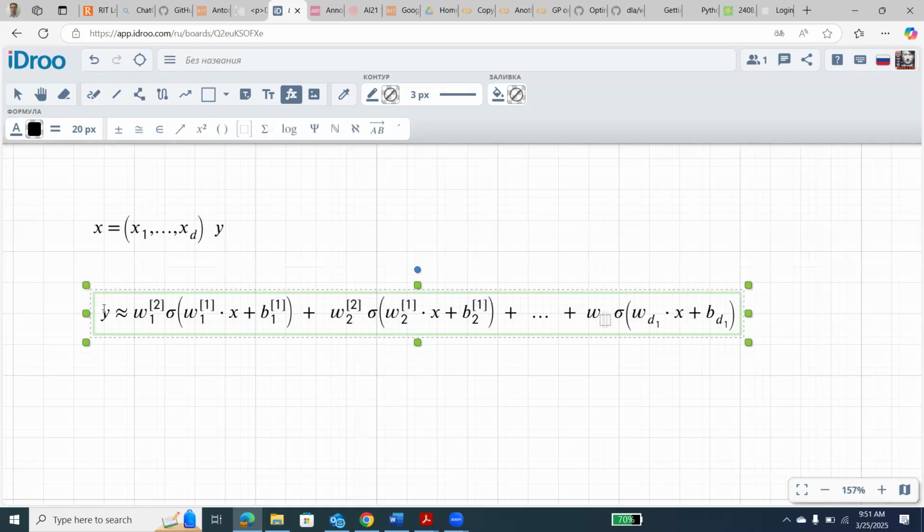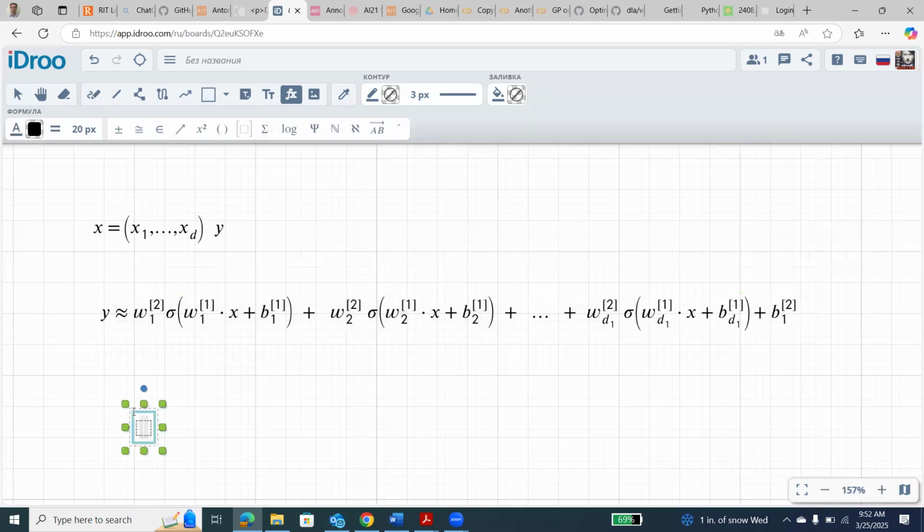Plus bias. So, yeah, so this is a linear combination of sigmoids, and from the theorem that we mentioned above, it should be a good approximation for arbitrary function.